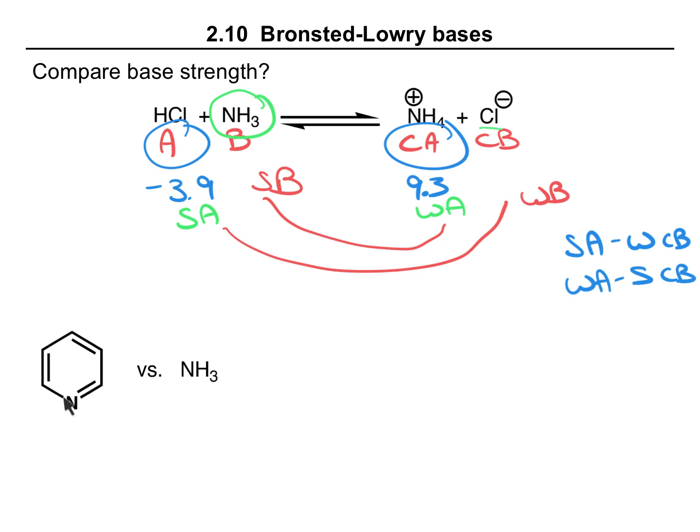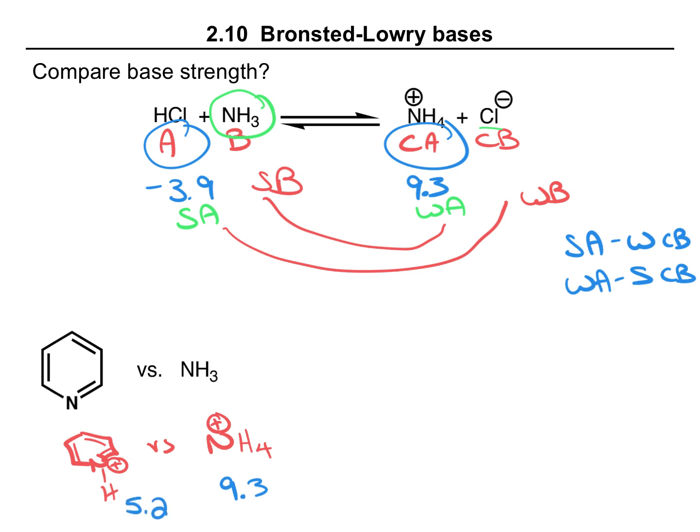Here's another example. This is called pyridine, and this is ammonia. And if we think about our conjugate acids, we are looking at the pyridinium ion, double bond, double bond, double bond, and a formal charge of plus one on the nitrogen, versus ammonium ion, NH4+. If you look at a table of pKa values, you will find that the ammonium ion has a pKa of 9.3. That's what we just saw in our example above. And pyridinium has a pKa of 5.2.